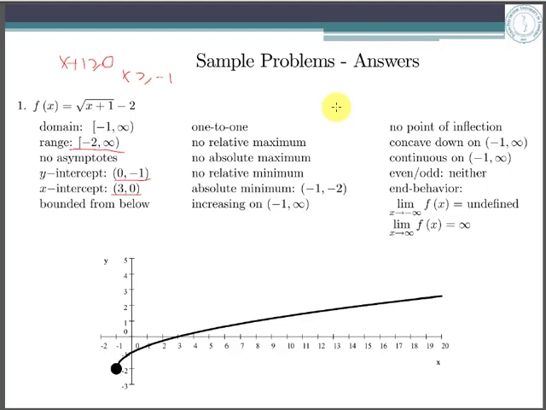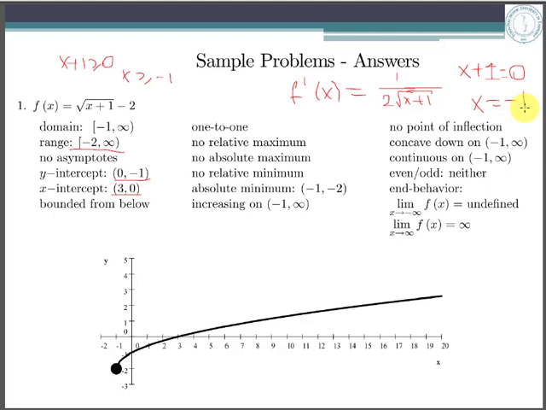And here we have no relative maximum. And why? Because when we find the derivative of this function, what we get here is 1 over 2 square root of x plus 1. And if x plus 1 equals 0, we need to find the critical point. Here it is minus 1. So this is the critical point.